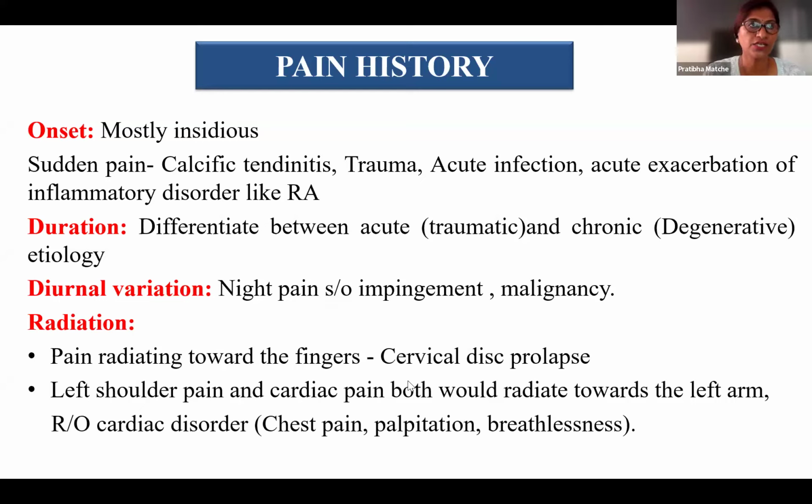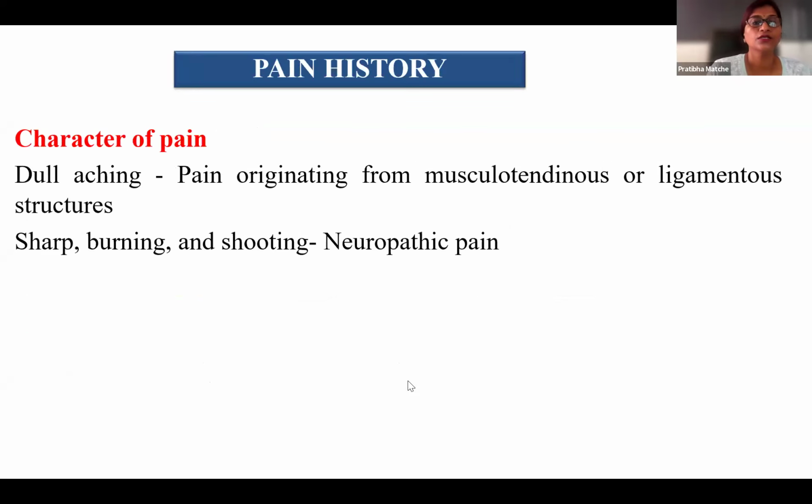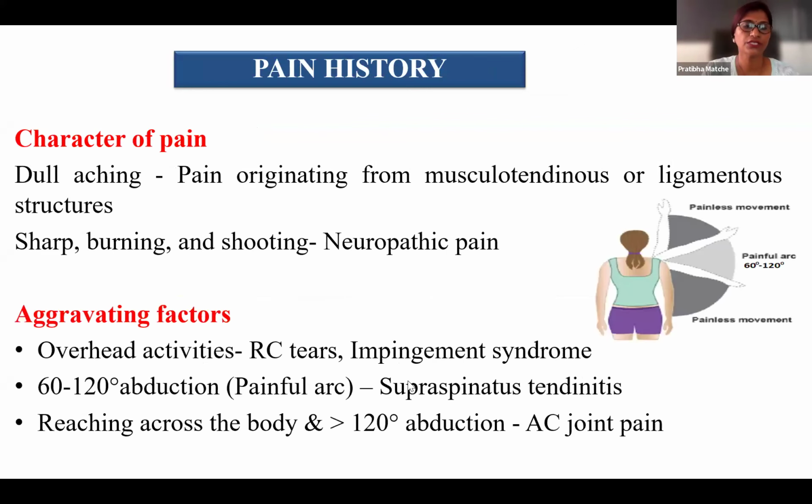This will rule out the anginal pain, and it is very, very crucial, and it is an emergency. So coming to the next, the character of pain: dull aching pain would be originating from the musculotendinous or ligamentous structure, and sharp burning or shooting kind of pain is suggestive of neuropathic origin.